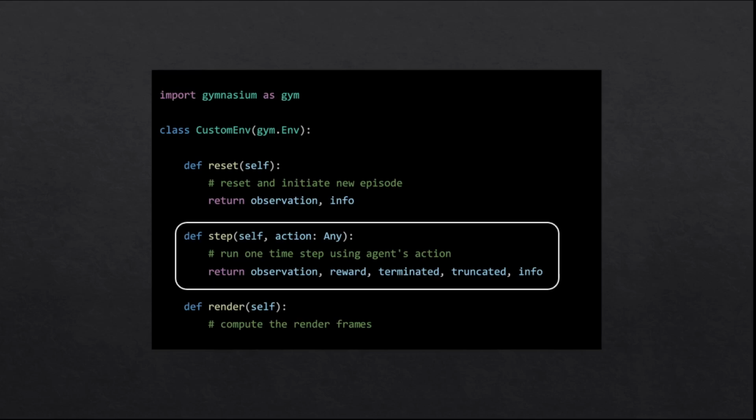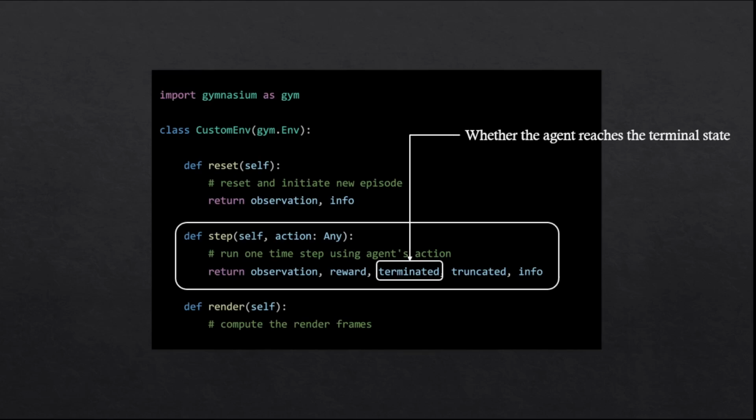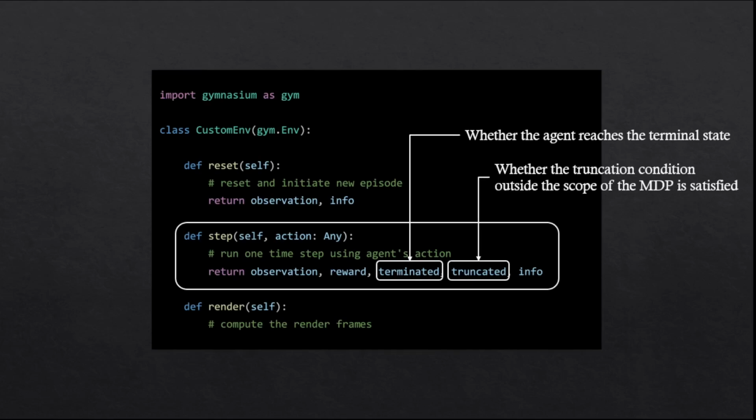This method contains the logic for what will happen after an action is taken, and then updates the environment accordingly. Similar to the reset method, it also returns observations and information, in this case, after the action is taken. For additional return variables, there are rewards that give a hint to the agent after it takes action, terminated, which determines whether the agent reached the terminal state, and truncated, which determines whether a truncation condition outside the scope of the MDP is satisfied.